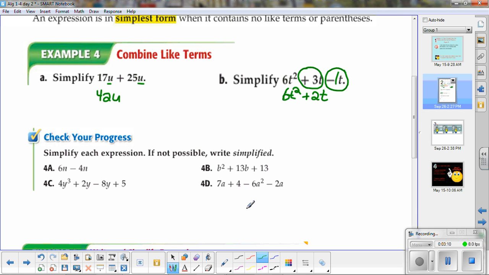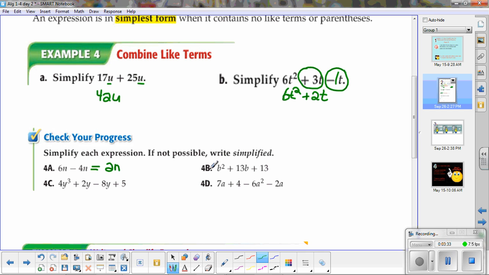You may want to pause the video now and try these next ones on your own. 6n, take away 4n, since they're both n's. We're going to simply subtract the coefficients, or the numbers in front of the variables. 6 minus 4 is 2, and leave the variable part the same. It's 2n.